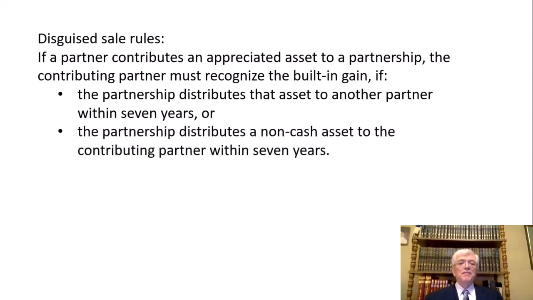Or the other way would be if the partnership distributes a non-cash asset to the contributing partner within 7 years. Well, then the partner essentially traded its non-cash asset to the contributing partner in exchange for that appreciated asset of the partner. I'm going to call that a disguised sale too. But notice you can still give the partner cash. They don't want to prevent a contributing partner from getting their current distributions, for example. So it only applies to the distribution of a non-cash asset.